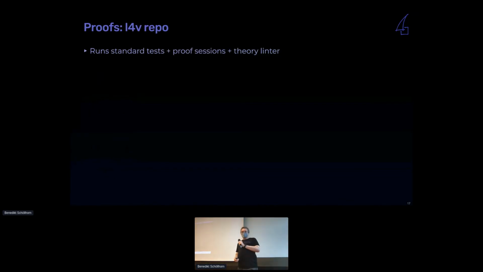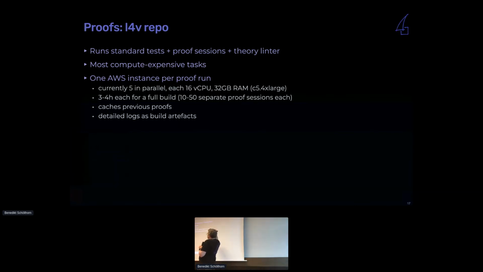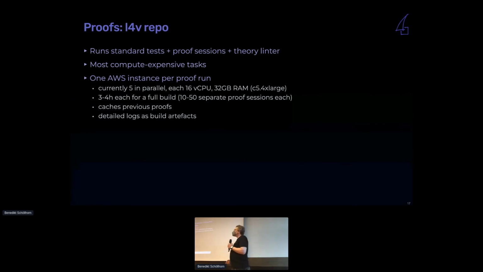Okay, I'll do this one a bit faster because we're almost out of time. The proofs are the expensive ones that need AWS. It's fairly beefy machines. So these are VMs with 16 virtual cores, 32 gigs of RAM. We usually run 5 of them in parallel for each pull request. The 5 are for each architecture, basically. So one runs for ARM, one runs for RISC-V, one runs for x86.